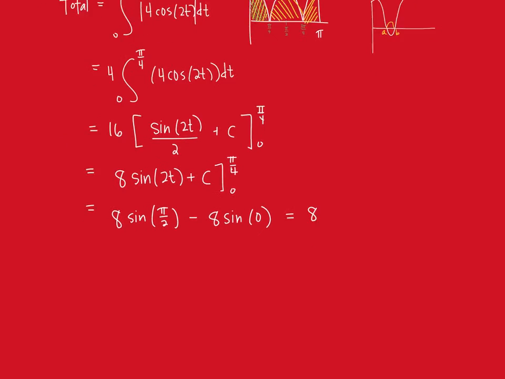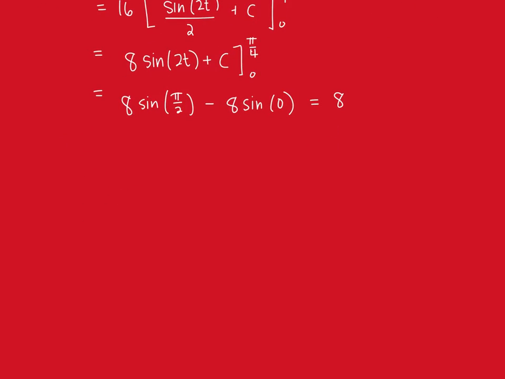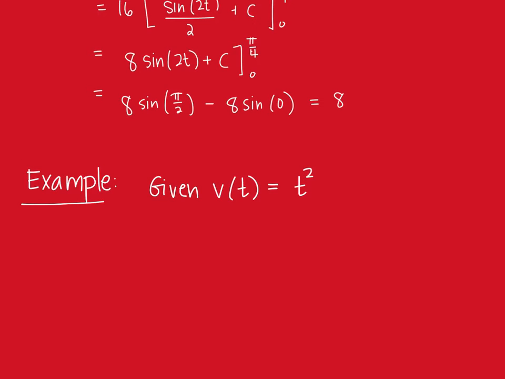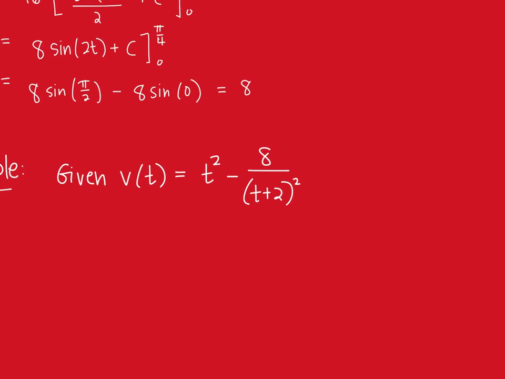Mm-hmm. Okay, next one you're going to need your calculator for, because the values are decimal values. Okay, so let's think about this. You can enter that into your calculator. V of t being the function t squared minus 8 over t plus 2 quantity squared. So that's the velocity, and time is always going to be positive.